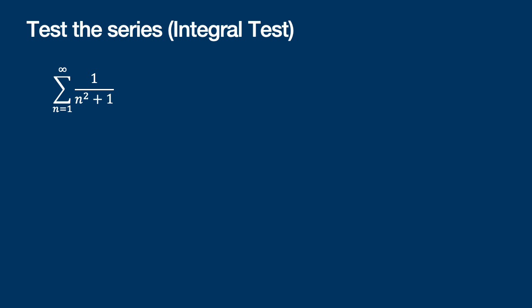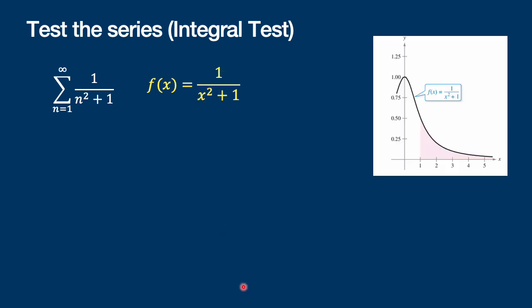Let's have the first example about the integral test, guys. We have this infinite series. Does it converge or diverge? The first thing you have to do is find f of x, which is related to this sequence. You can guess f of x is going to be 1 over x squared plus 1. I sketched this function, it is decreasing and continuous. So we want to do the improper integral from 1 to infinity of f of x dx.